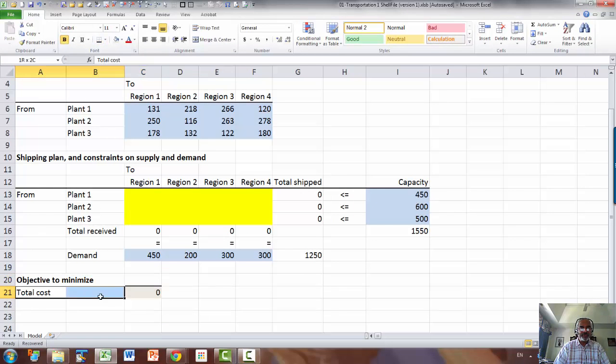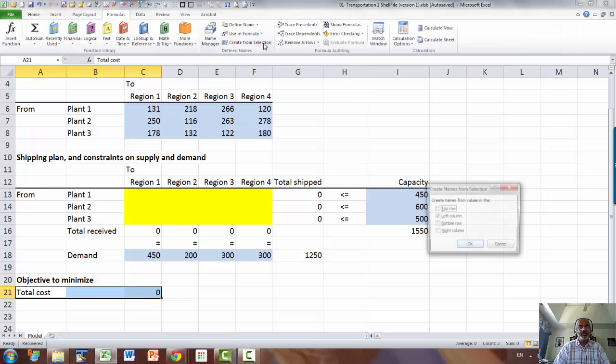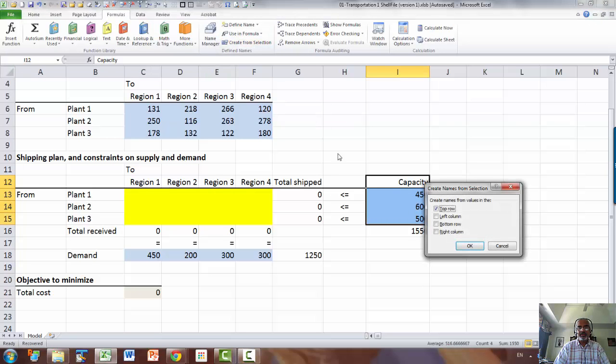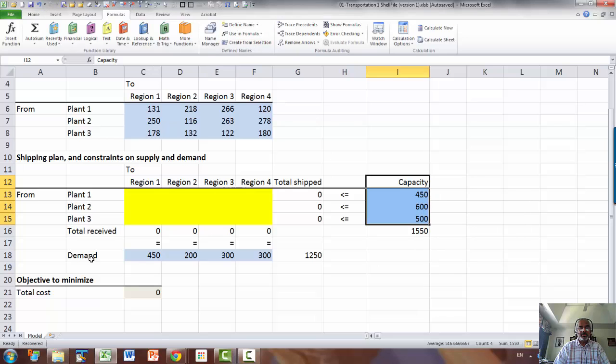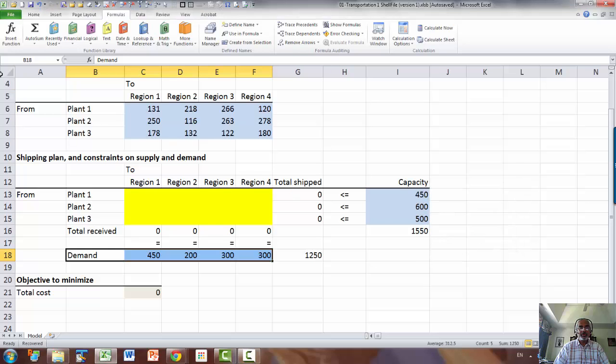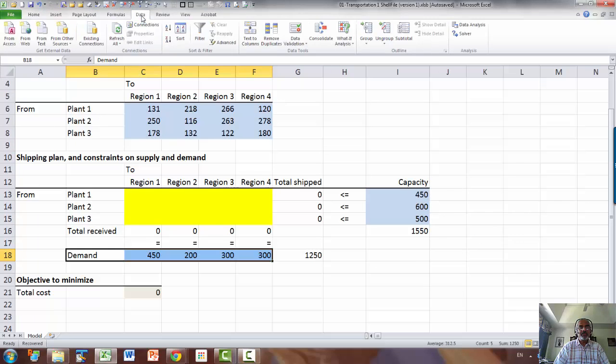Now let's give names here. Total cost, capacity, and demand. Okay, now we are ready to run solver.